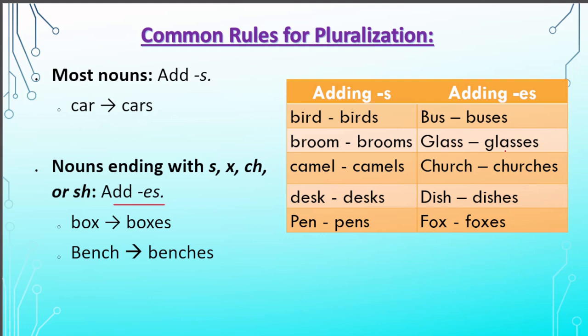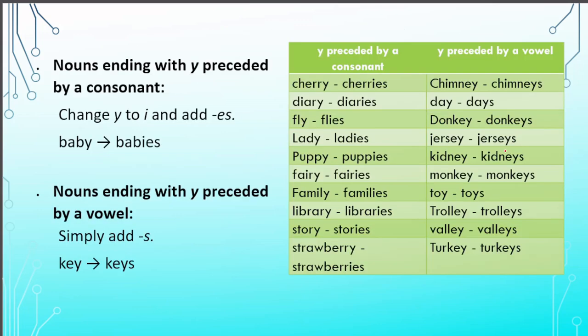Now next, rule number 3. If a noun ending with y is preceded by a consonant, change y to i and add es. Y becomes i and add es. Examples baby, babies, cherry, cherries, diary, diaries and many more.